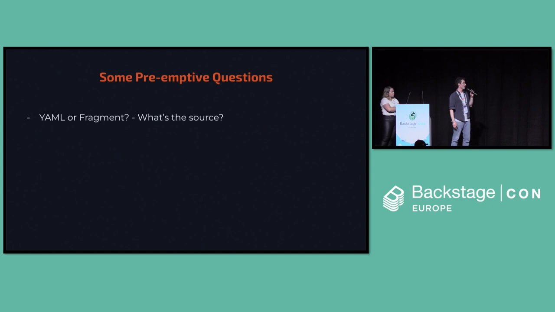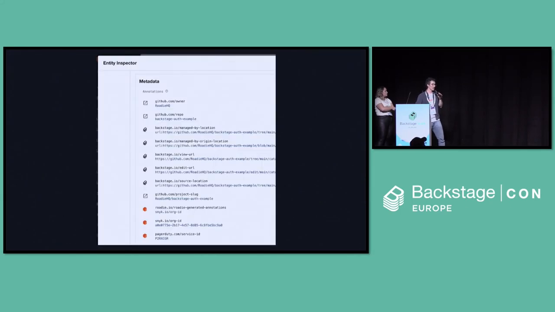So you might be thinking, well, when I'm trying to update some information in the catalog, how do I know where to update it? We've got a partial solution to this, which is trying to make it more visible to developers where this information is actually coming from. So this is the entity inspector, which you might be familiar with, which shows you details about an entity.